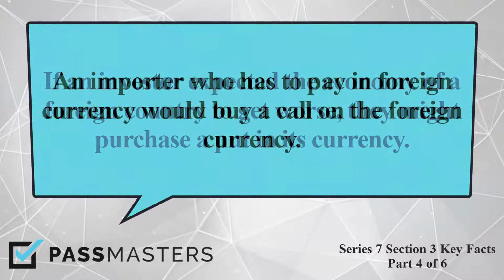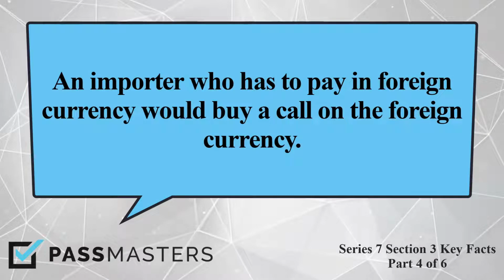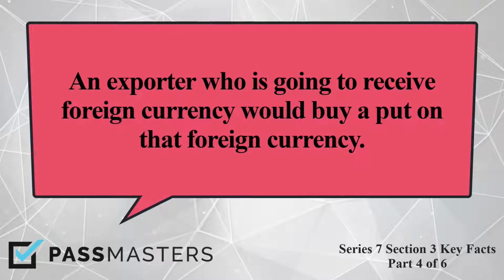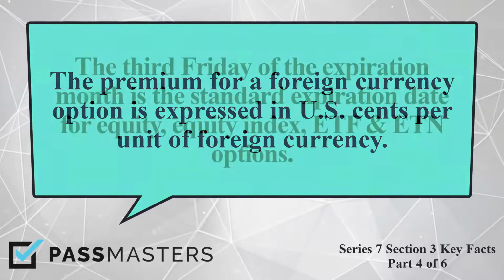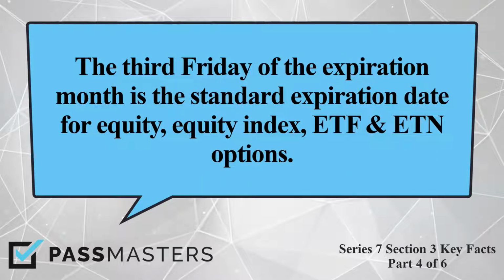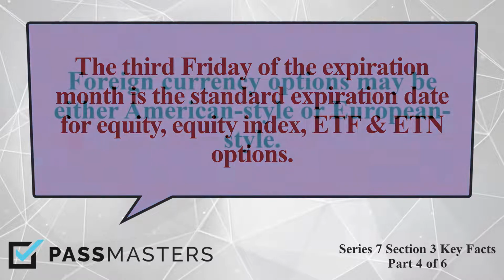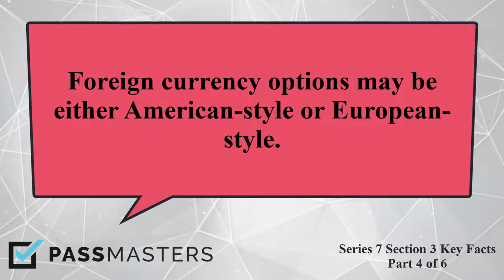An importer who has to pay in foreign currency would buy a call on the foreign currency. An exporter who is going to receive foreign currency would buy a put on that foreign currency. The premium for a foreign currency option is expressed in US cents per unit of foreign currency. The third Friday of the expiration month is the standard expiration date for equity, equity index, ETF, and ETN options. Foreign currency options may be either American style or European style.